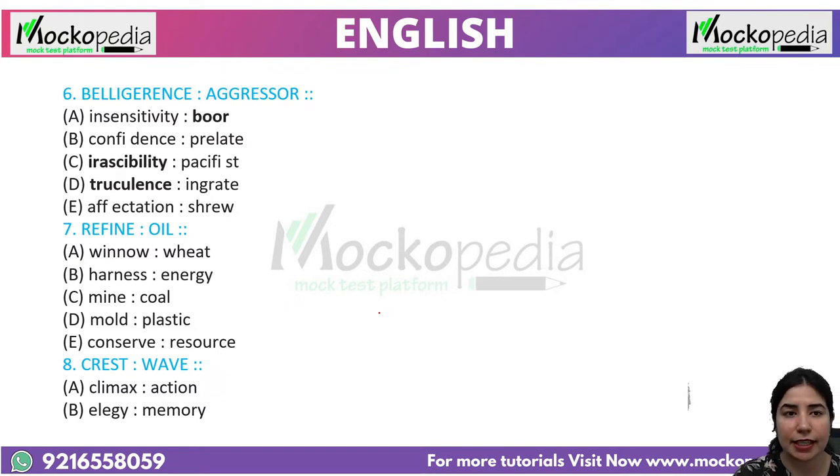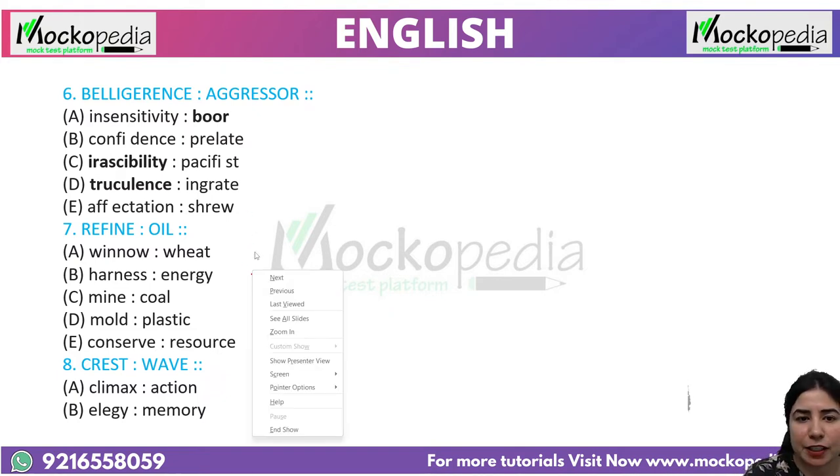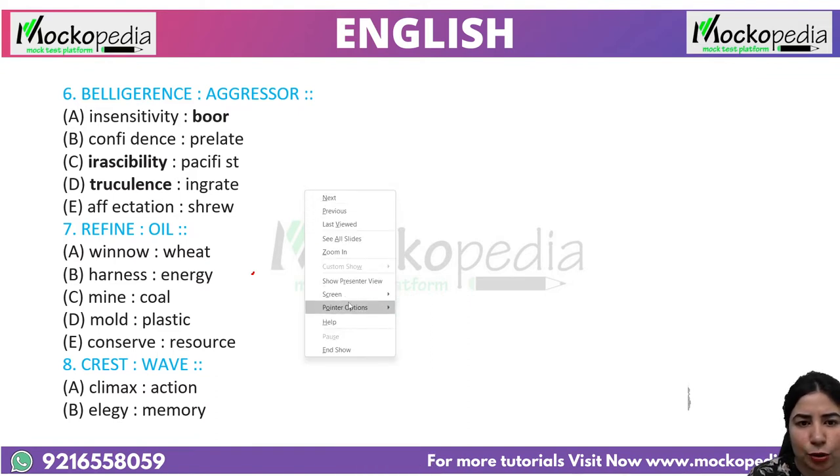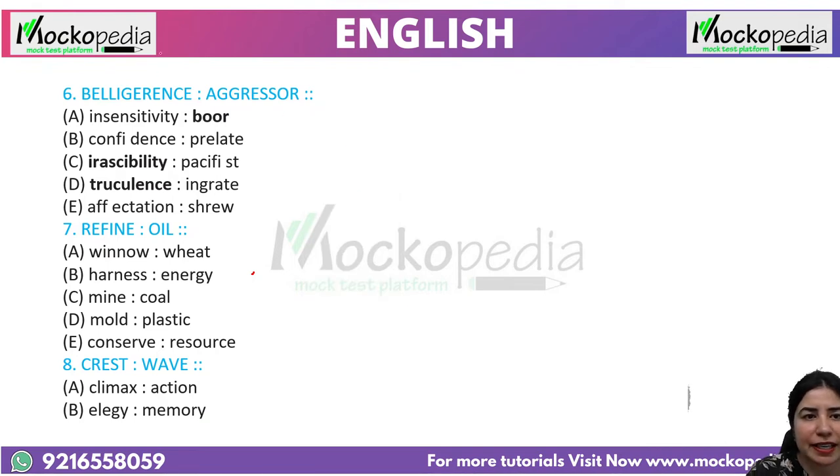So let's discuss. Now we talk about belligerence. Belligerence is when there's a lot of aggression in your personality, right? So again, like I was saying, the roots are important. Belligerence is a trait shown by an aggressor. Aggressor matlab jo attacking mode mein rehta hai. Belligerence hota hai, aap ladne ke liye tayyar ho, us attitude ko, right? So belligerence is the trait of an aggressor. Similarly, insensitivity is the trait of a brute. So A would be the answer.